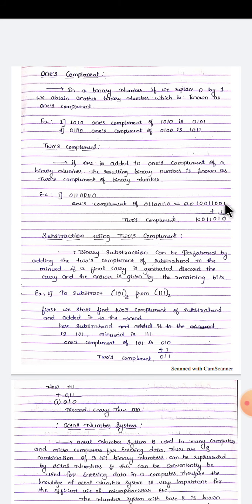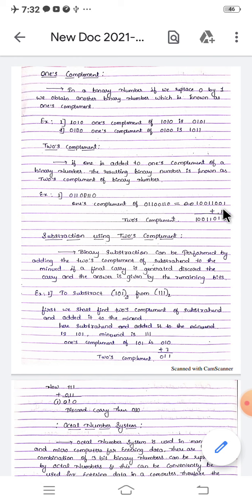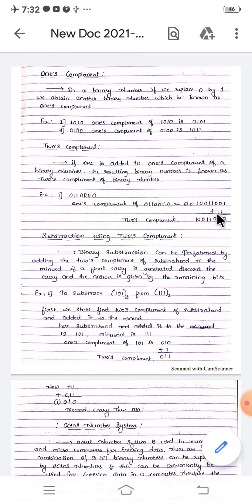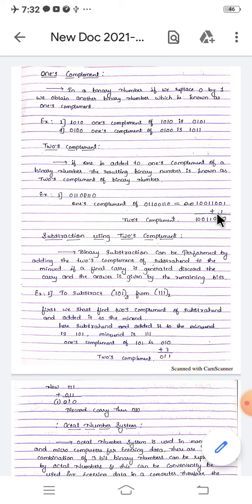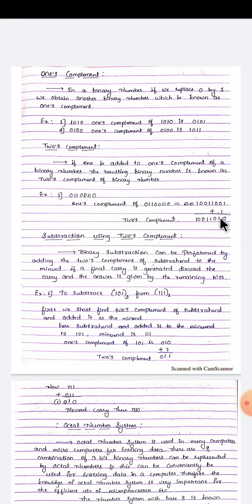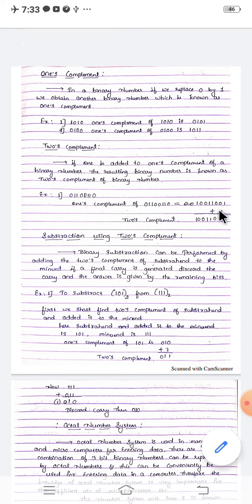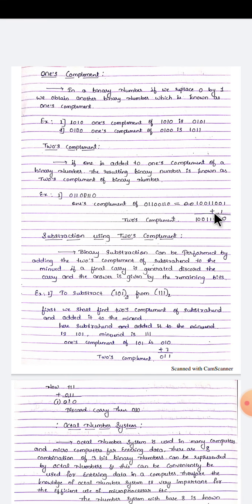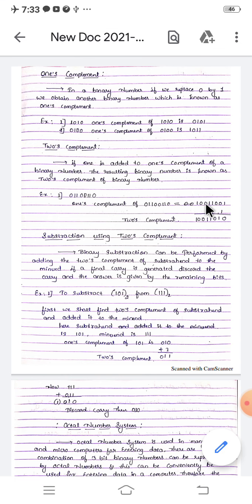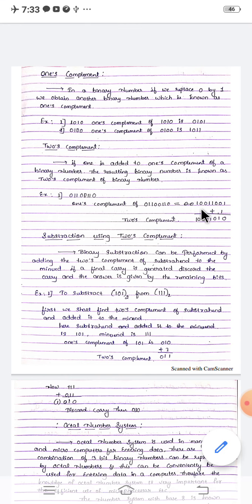So here 1 plus 1 means what? In binary addition, 1 plus 1 is sum 0 and carry 1. Remember, in binary addition 1 plus 1 is sum 0 and carry 1. But in binary subtraction, 0 minus 1 gives difference 1 and borrow 1. So 1 plus 1 is sum 0 and carry 1, then 0 plus 1 is 1, and the remaining bits stay as they are.